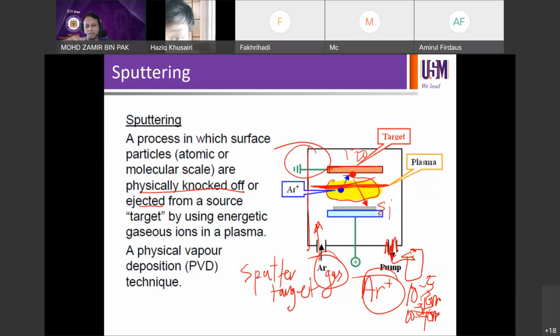In Fuji Electric last time we used a very big system. We call it Intervac. Intervac was the supplier. Intervac sputtering.